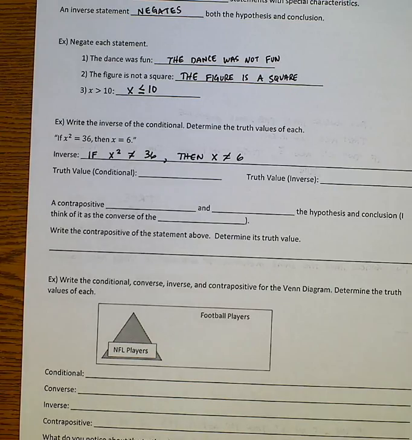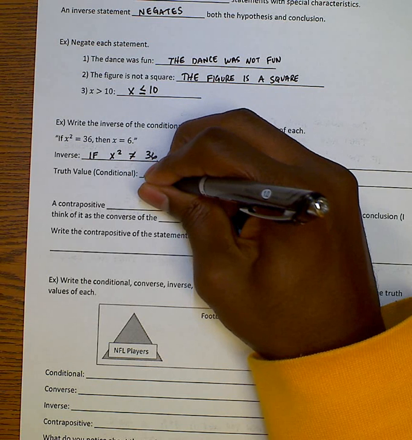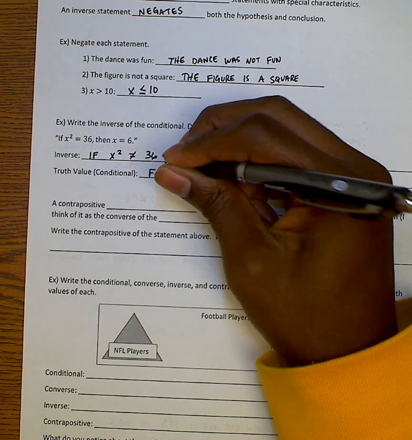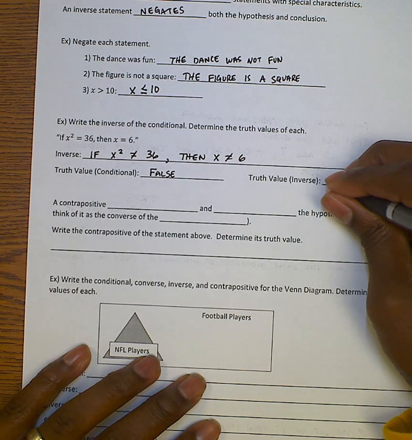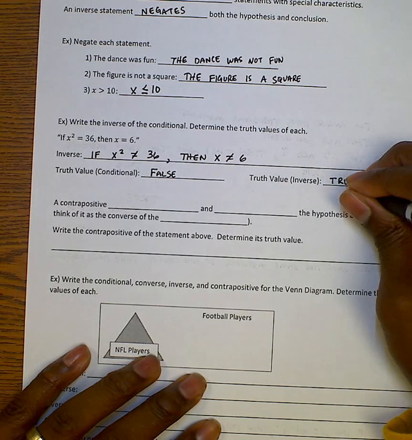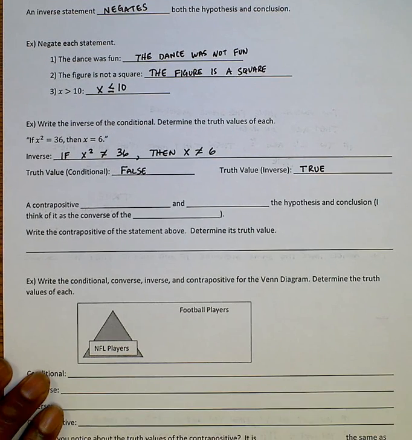Okay? So the truth value of the conditional, if x squared equals 36, then x is 6, is actually false, because if x squared is 36, it could be negative 6 as well. The inverse, if x squared is not 36, then x is not 6. That's true. Not 36, 6 squared has to be that. So yes, that's true. Oh, my paper's all crooked. Sorry, guys.